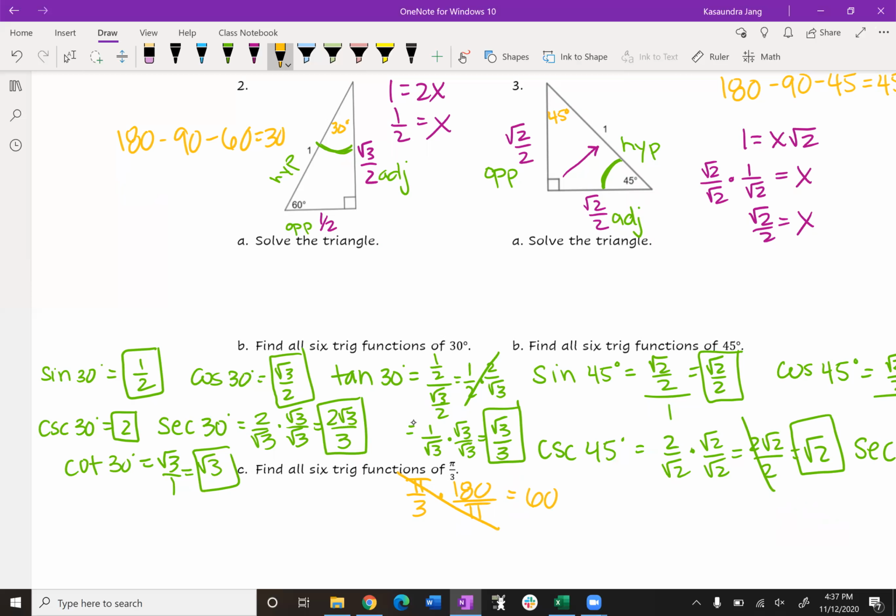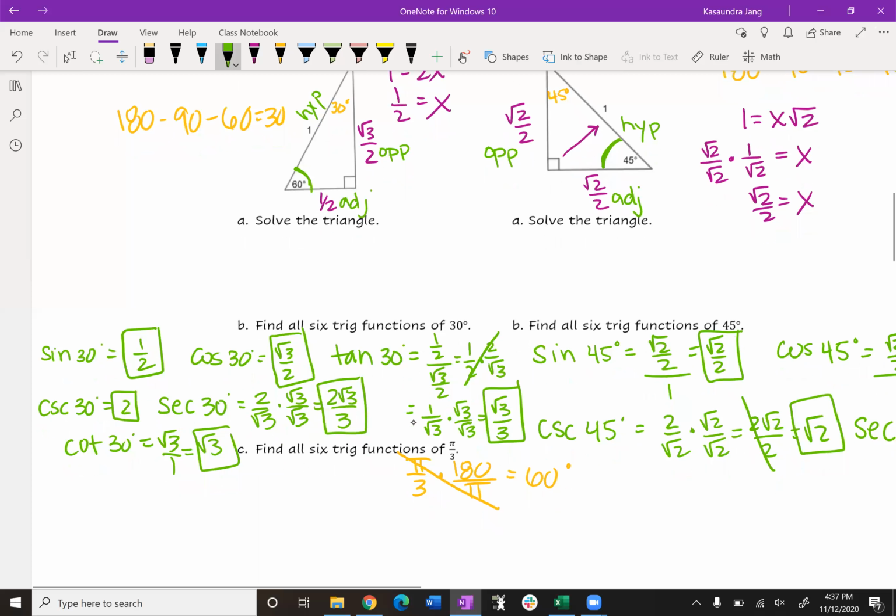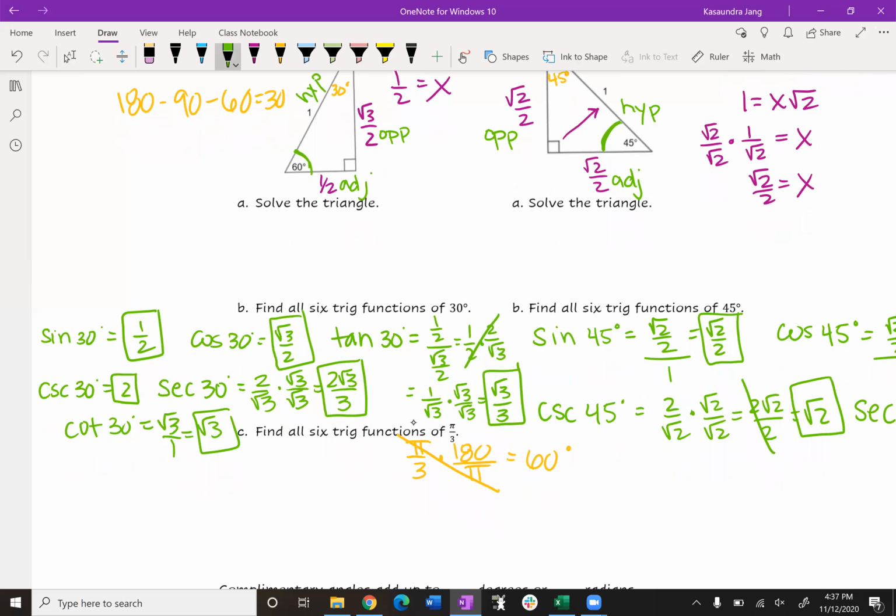Okay, this ends up as 60 degrees, which means I'm going to change what I had in green on the 30, 60, 90. Okay, I'm going to go off of this 60 degree angle now, which means that the opposite side is now the root 3 over 2. The adjacent side is the 1/2. The hypotenuse is still the 1. Okay, so let's find all 6 trig functions of 60 degrees, or pi thirds.